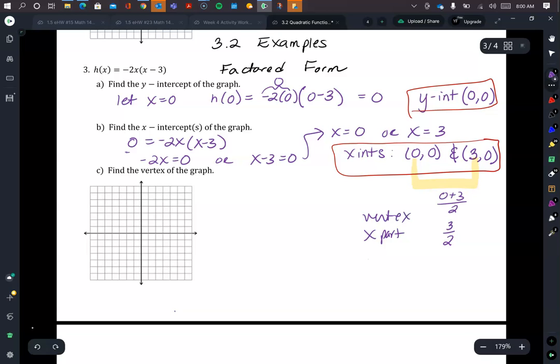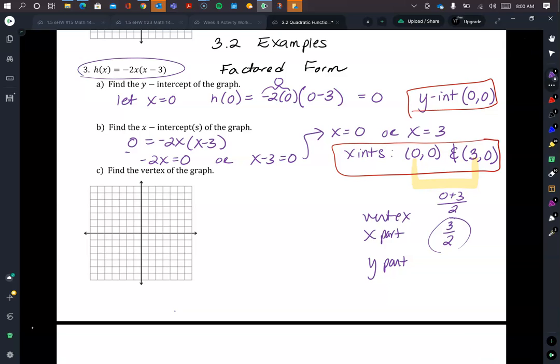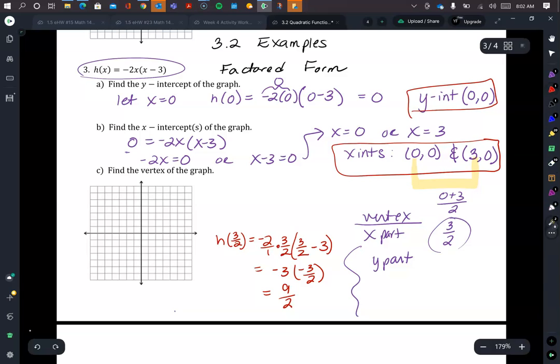To find the y part, I have to plug this value in to my function up here. So then I'm going to be finding h of 3 halves, and we've done this kind of thing before, so you can pause the video and go ahead and work that out. Okay, so I've worked out the calculations for h of 3 halves right here, and you would end up with 9 halves for my y part of the vertex. So I just plugged in the 3 halves everywhere I had x.